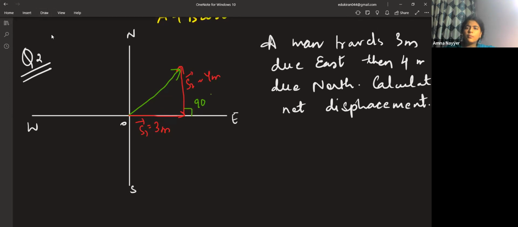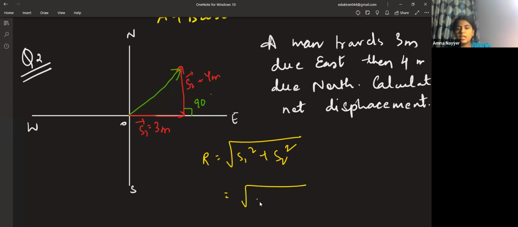5 meters, they are forming Pythagorean triplets as well. So 3, 4, 5, they'll form a complete answer. So your resultant will be under root S1 square plus S2 square. These types of questions we had seen in the last class. It's just that you have to know the application of triangle law. So this becomes under root 4 square plus 3 square, which is 5. Right, 16 plus 9 is 25, root 25 is 5 meters.